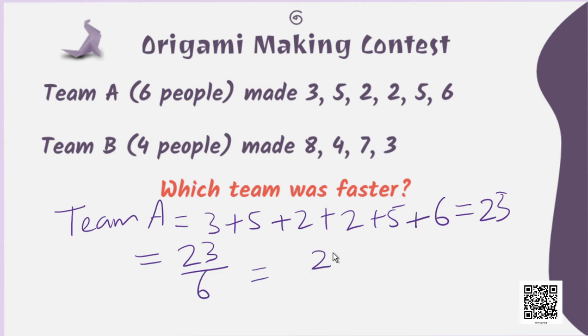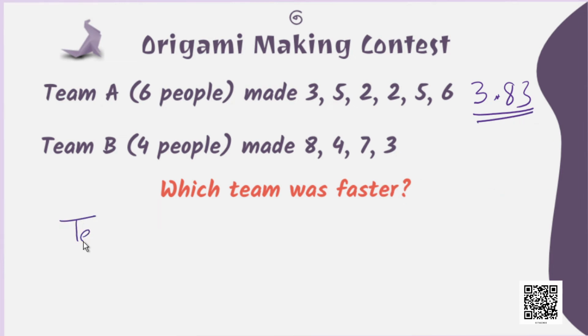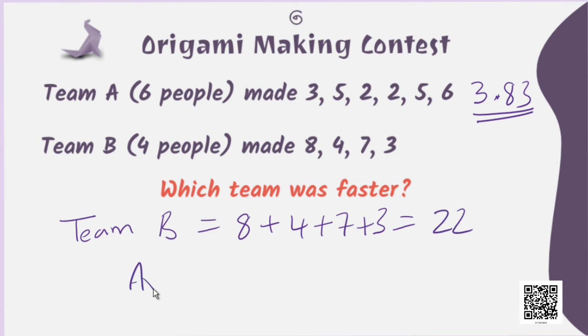So what is 23 divided by 6? 6 times 3 is 18, and 5, 6 eights are 48. So the average of team A is 3.83 models. Similarly, we will calculate team B's average. So the total of team B is 8 plus 4 plus 7 plus 3. 8 plus 4 is 12, 12 plus 7 is 19, 19 plus 3 is 22. So their average will be 22 divided by the number of observations, which is 4 observations.